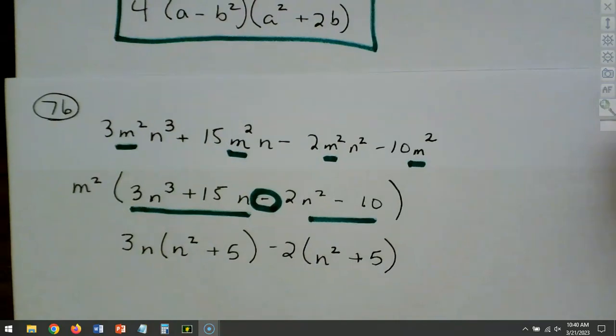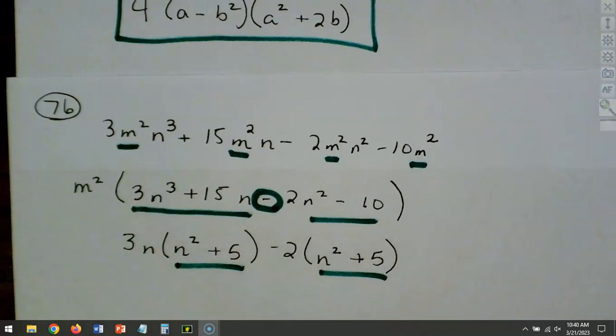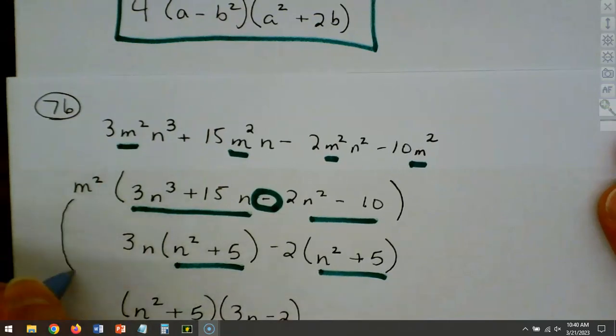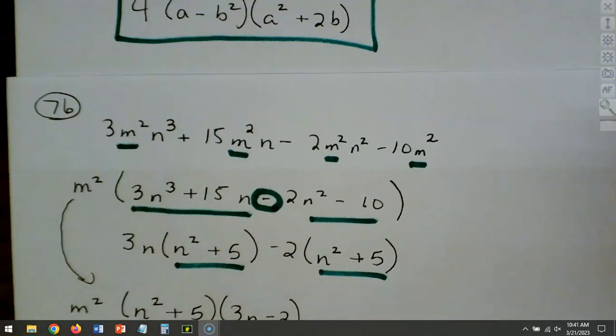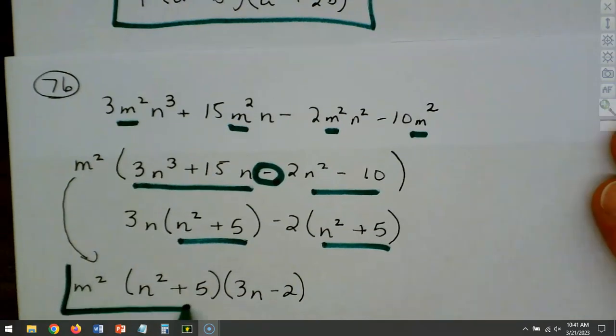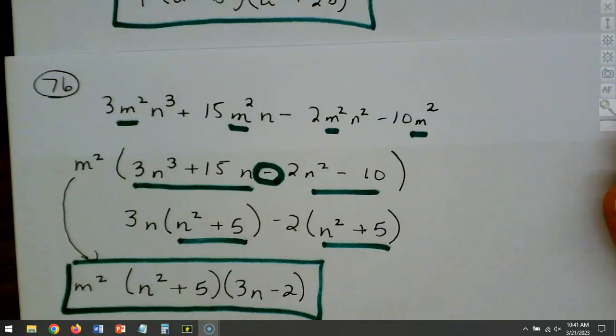Are my parentheses the exact same here? Why, yes, they are. Those are the same. So that's going to come out as an n squared plus 5. Then we have a 3n minus 2. And then don't forget what's out in front of all of it, which is an m squared. And there is your final, fully factored answer.